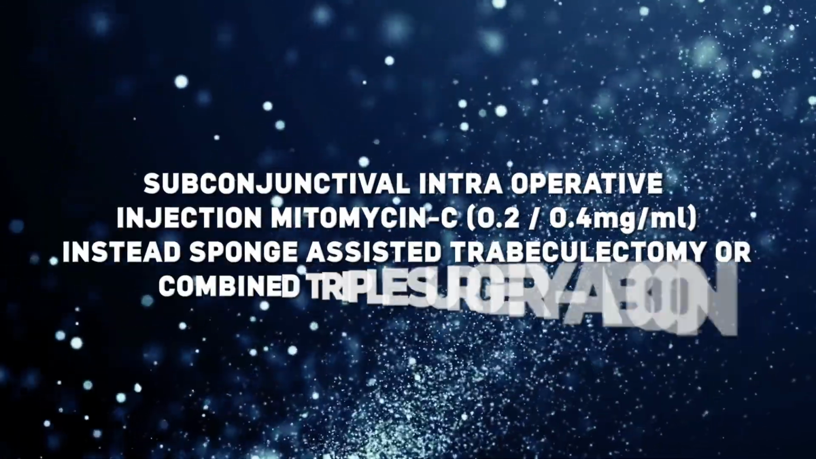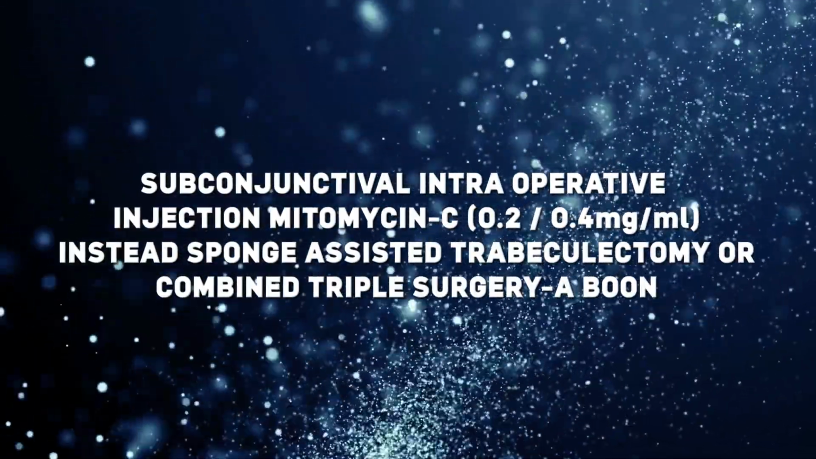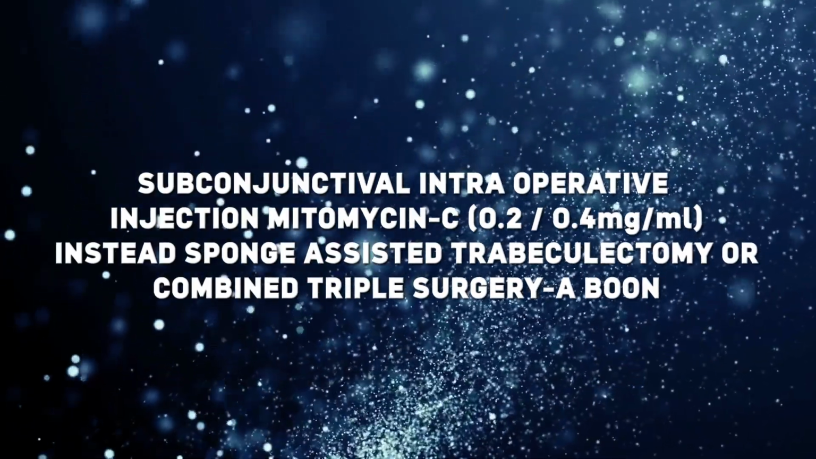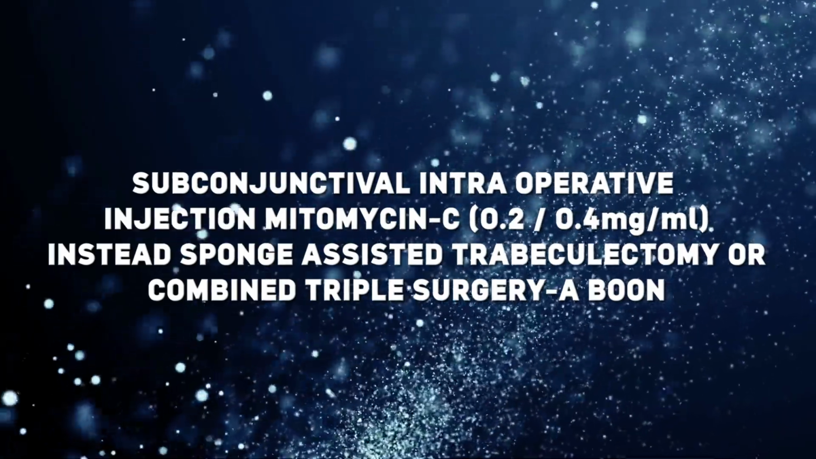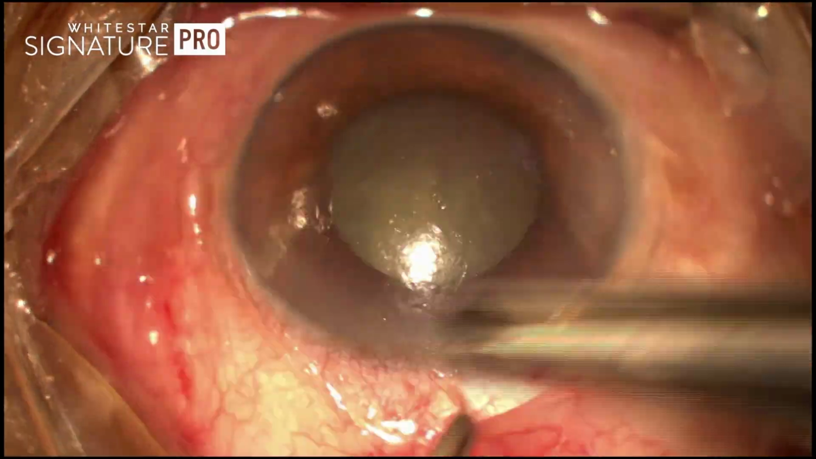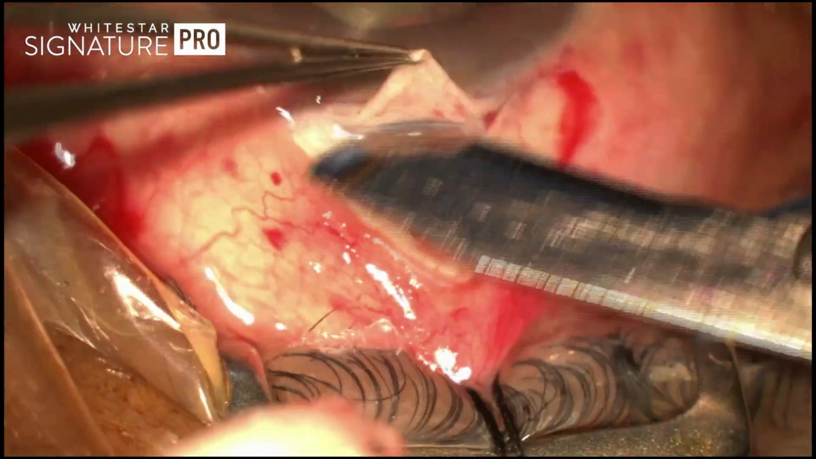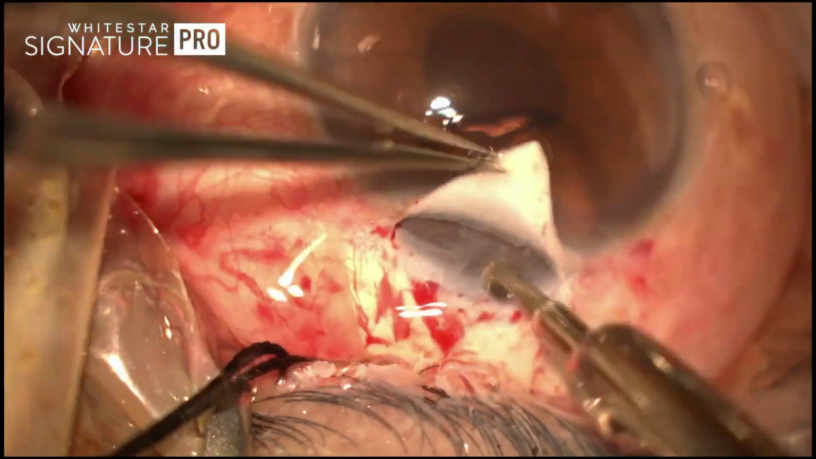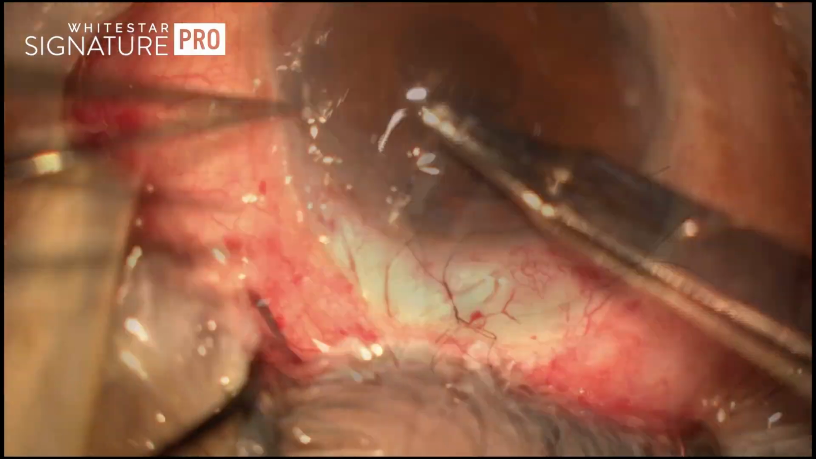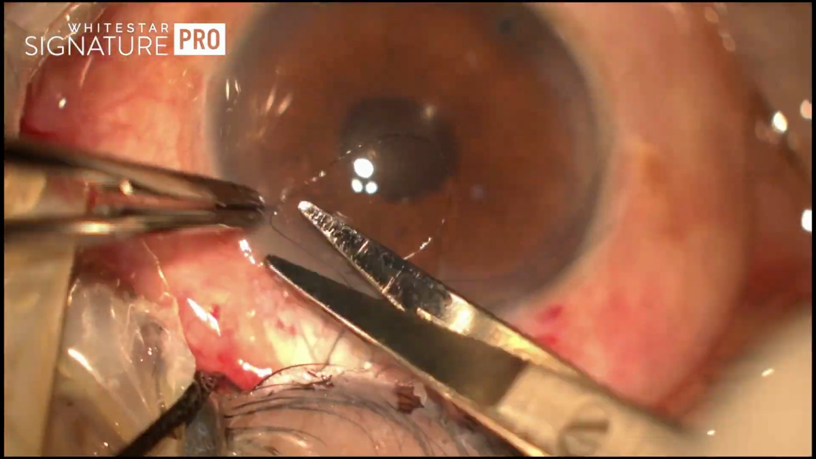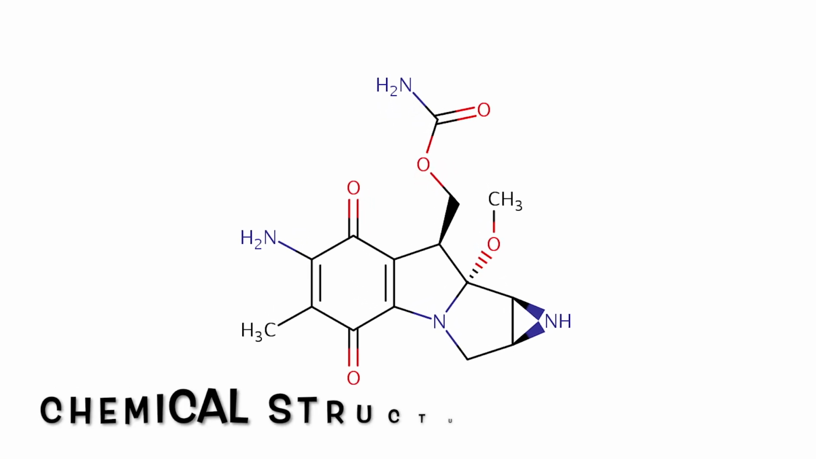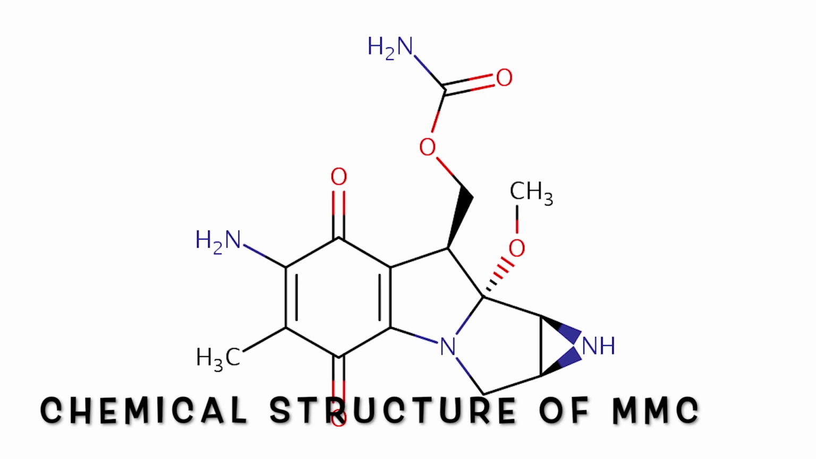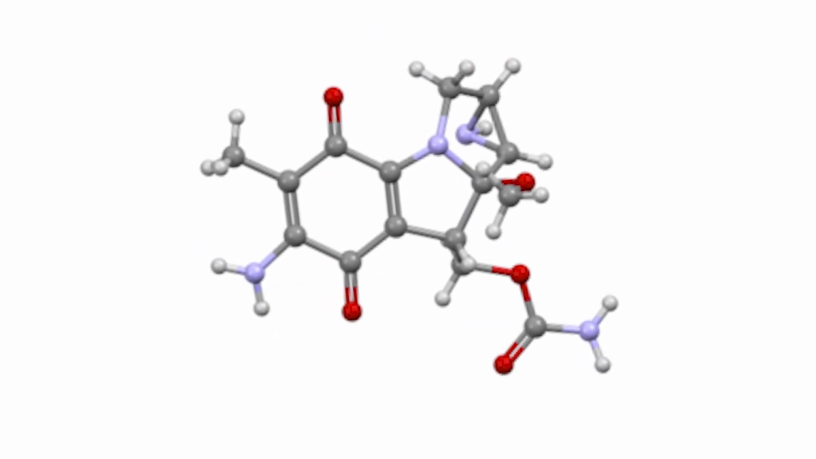Subconjunctival intraoperative injection of Mitomycin-C 0.2 or 0.4 mg per ml instead of sponge-assisted trabeculectomy or combined triple surgery, a boon. Trabeculectomy remains the gold standard surgical procedure for medically uncontrolled glaucoma, but fibrosis of subconjunctival tissue leads to bleb failure, decreasing the long-term success. Adjunctive antiproliferative agents like Mitomycin-C are given to salvage the bleb.